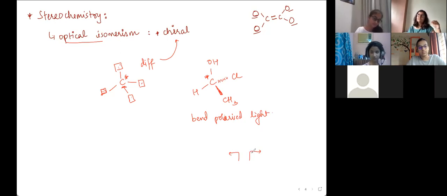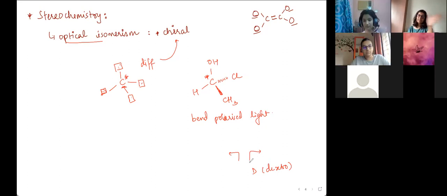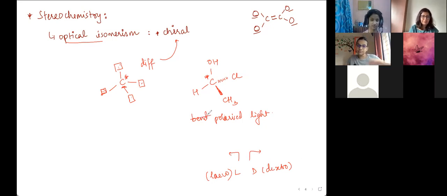If it is bending towards the right, I think it's called D-isomer, standing for dextro. And if it is bending towards the left, it's called the L-isomer, standing for levo, L-A-E-V-O. Levo rotation, dextro rotation. Right is dextro and rotates to the left is levo. Rotate is a better word to use. Rotates light.